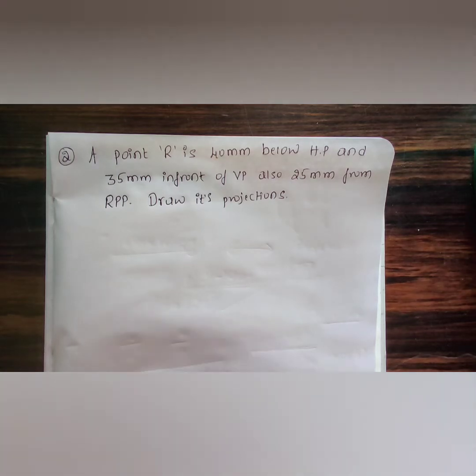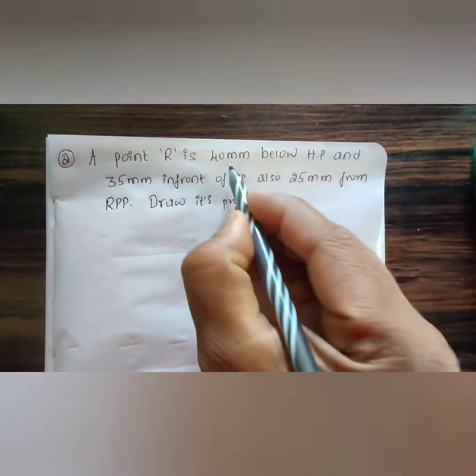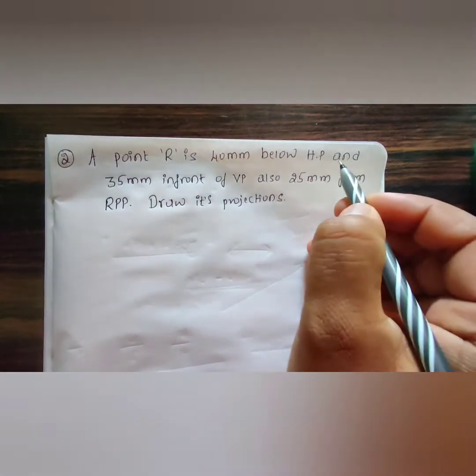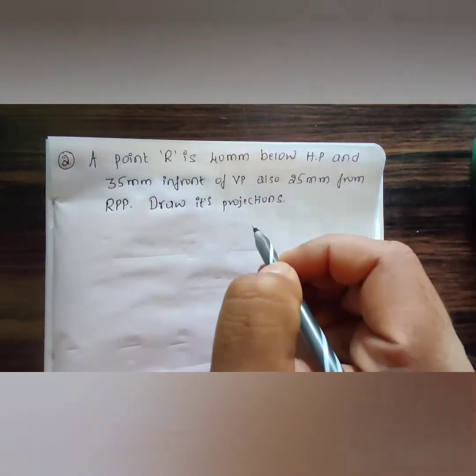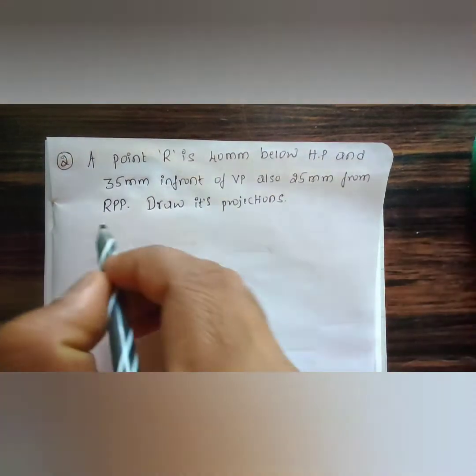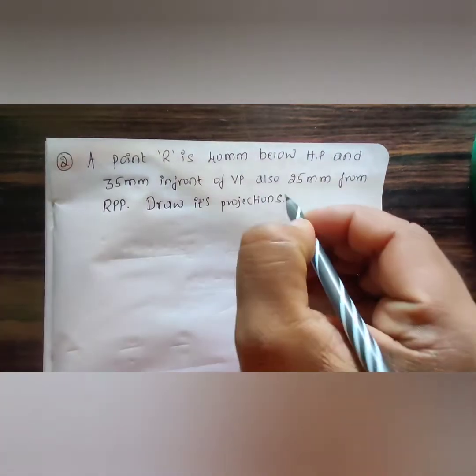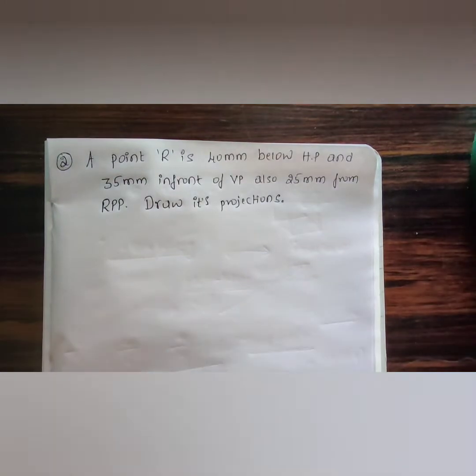Hello guys, so here is a problem. A point R is 40 mm below HP and 35 mm in front of VP, also 25 mm from RPP, right profile plane. Draw its projections. So this is the problem statement.